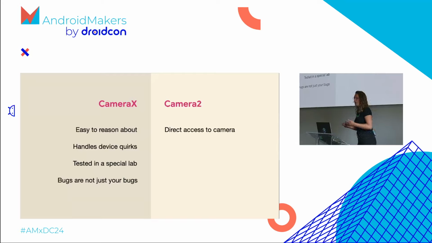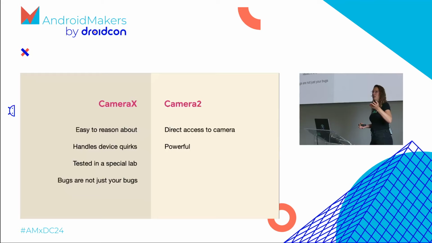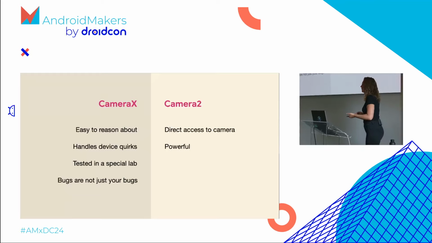Now with Camera2, you do have direct access to the camera, so it's in that sense more powerful. You can create lower level abstraction interfacing, which in some cases makes more sense. Sometimes that kind of abstraction that CameraX gives you is not what you need for your specific low-level use case.